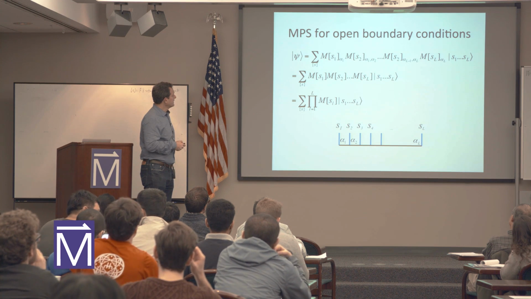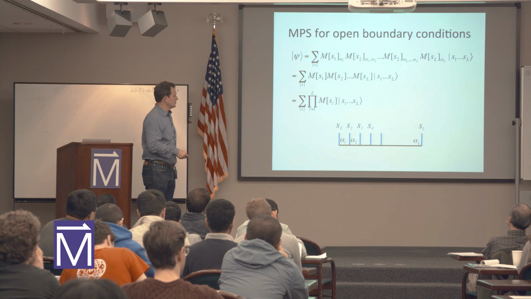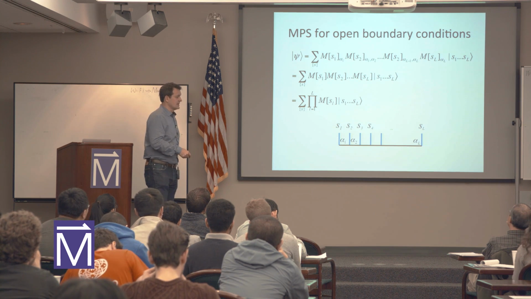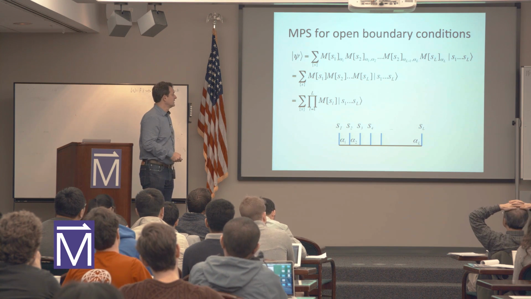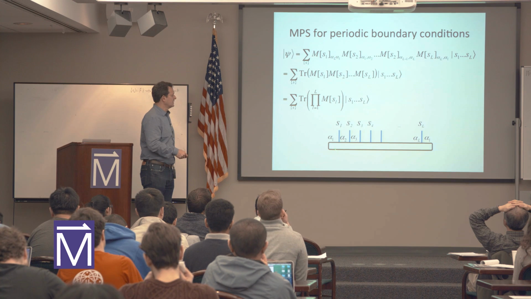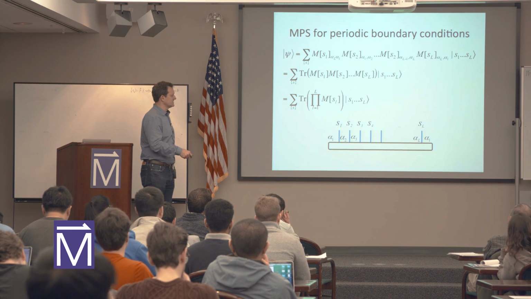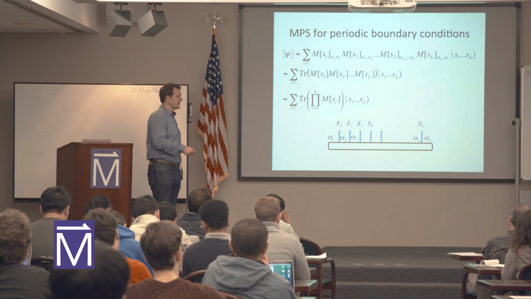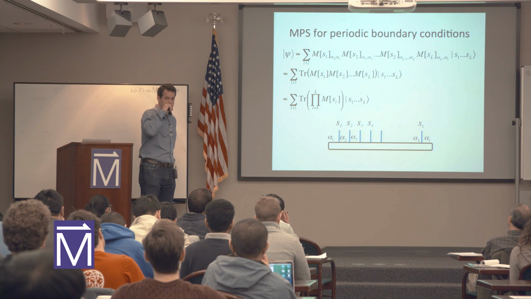So the thing is that for open boundary conditions, as I told you, the last 2 matrices are vectors, and in your matrix product state, the coefficients are represented like these. If you have periodic boundary conditions, you have to also trace over these indices. So you're going to have another matrix on the left and the right, and you have to contract those 2 matrices too.